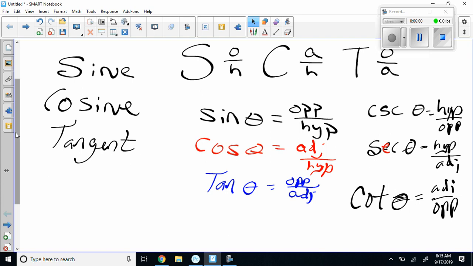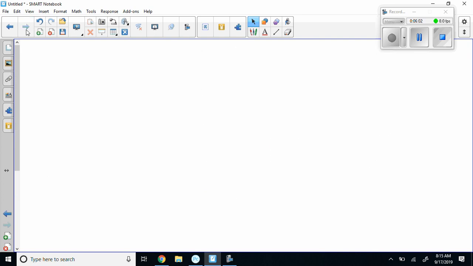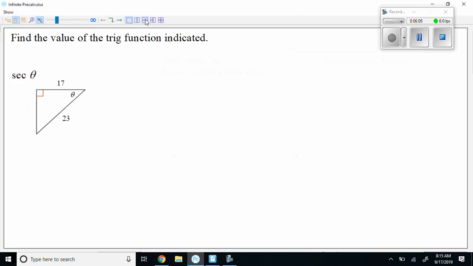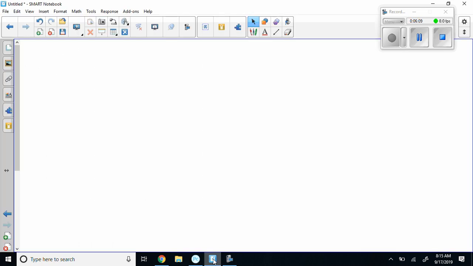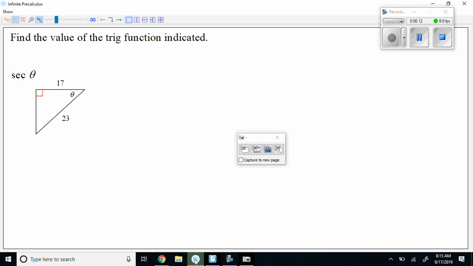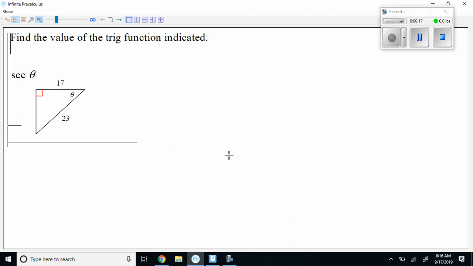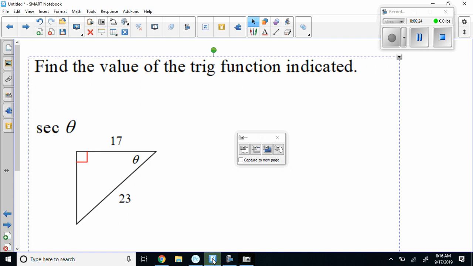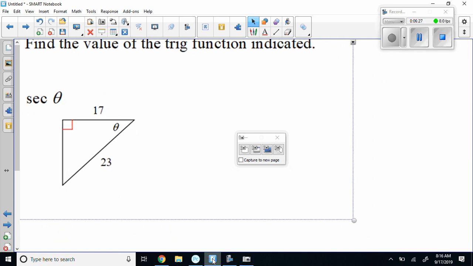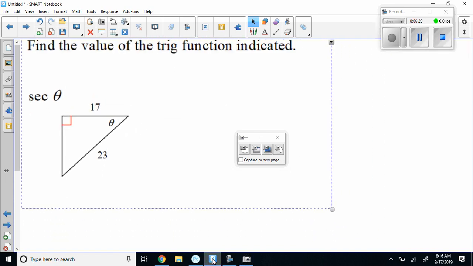Okay, so first thing. I need you to find the secant of this particular triangle. Now, secant of the particular triangle. Let's see what you can do. Find the value. I'll give you a minute. No, I'll give you 30 seconds. That's really all you need.